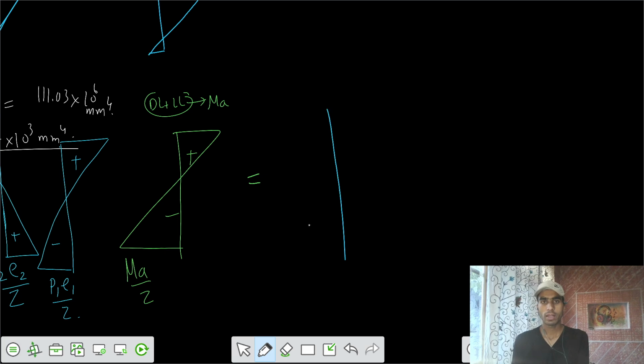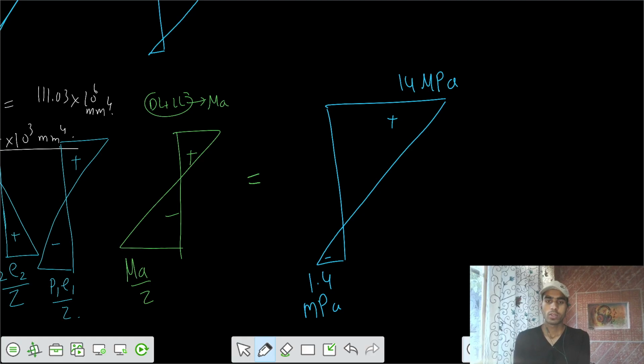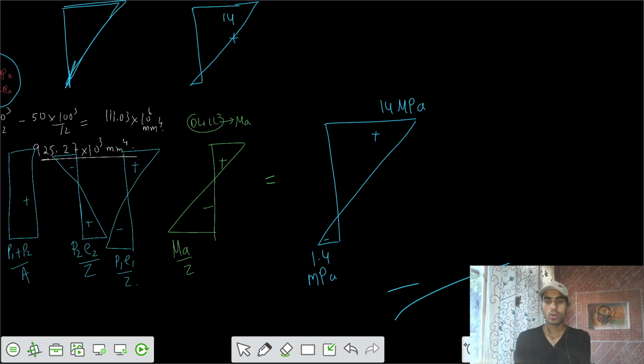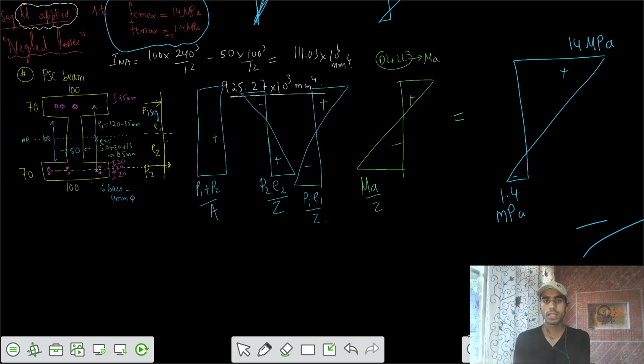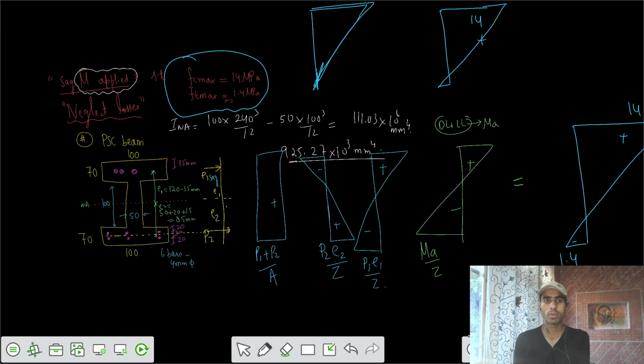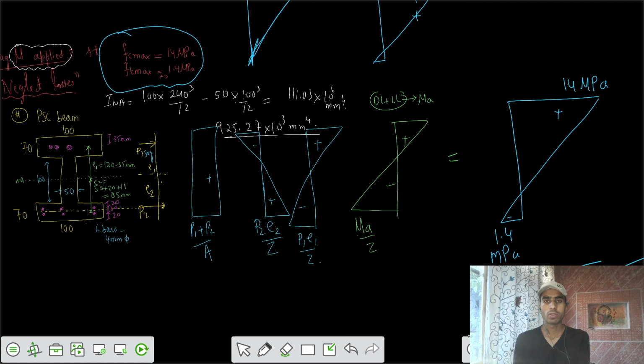Let's form that final diagram. So this is our final diagram, and this value is 1.4 megapascal negative, and this is your positive 14 megapascal compressive. So let's solve for that. All the data we know, we only have to get the moment. What should be the moment we have to apply?